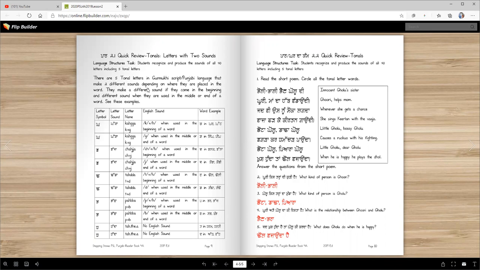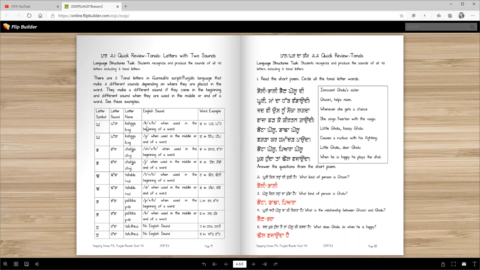There are 5 tonal letters in the Gurmukhi script of the Punjabi language that make 2 different sounds depending on where they are placed in the word. They make one sound if they come in the beginning, and a different sound when they are used in the middle or end of a word. See these examples. These are the letter symbols. This is the letter name in English, and here are the sounds. Theek hai? And here are some word examples.